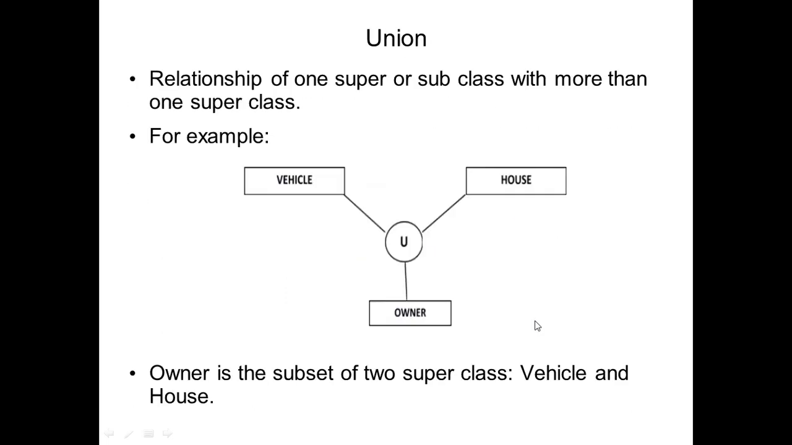Now we will see the third concept, that is union. Union means to combine. So union is the relationship of one subclass with more than one superclass. We will see the example. Here owner is the subset of two superclasses, that is vehicle and house, because this owner is having vehicle also and house also. So these are the superclasses and this is the subclass, and the union is represented by U.